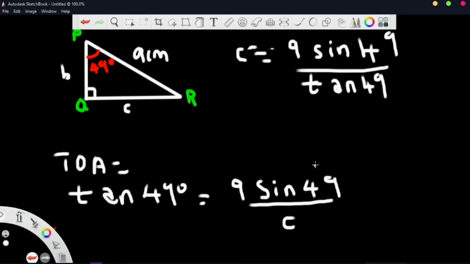So this is how we basically find that. So if I take 9 sine of 49, that is 6.79 if I'm not mistaken. And then what is my tan of 49? Yeah, so this can be written as 6.79 over tan 49.